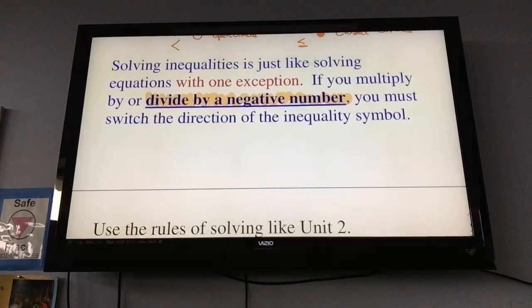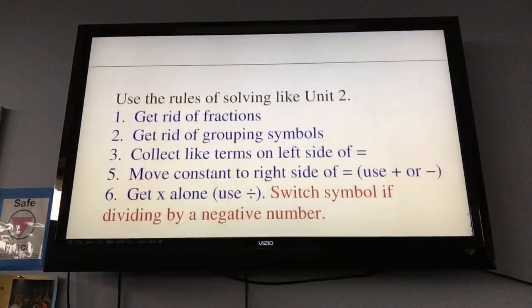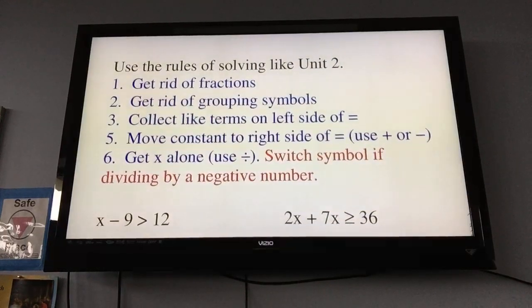Now, you have to remember all the things we've been using in solving. So I pretty much just cut and paste this back from something we did in September. Okay, these were in your notes in September. Solving equations, you're gonna get rid of the fractions. You're gonna get rid of grouping symbols. You're gonna collect like terms. You're gonna move the constant to the right side. You're gonna get X to the left side. And then when you divide, that last step, switch the symbol if you divide by a negative number. So that's my additional rule. All the other rules for solving, we should know, okay?